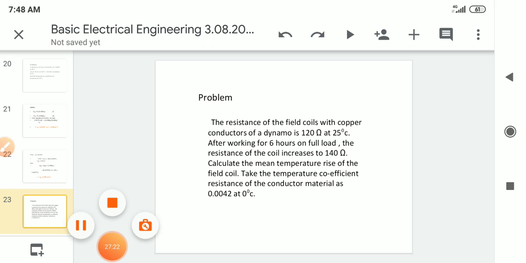Next problem. The resistance of the field coils with the copper conductor of a dynamo is 120 ohms at 25 degrees centigrade. After working of 6 hours on full load, the resistance of the field coil increases to 140 ohms. Calculate the mean temperature rise of the field coils. Take the temperature coefficient of resistance of the conducting material as 0.0042 at 0 degrees centigrade. This is the problem they have given.